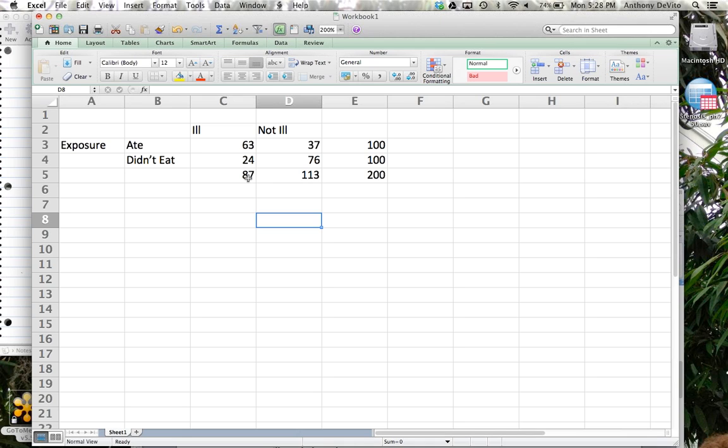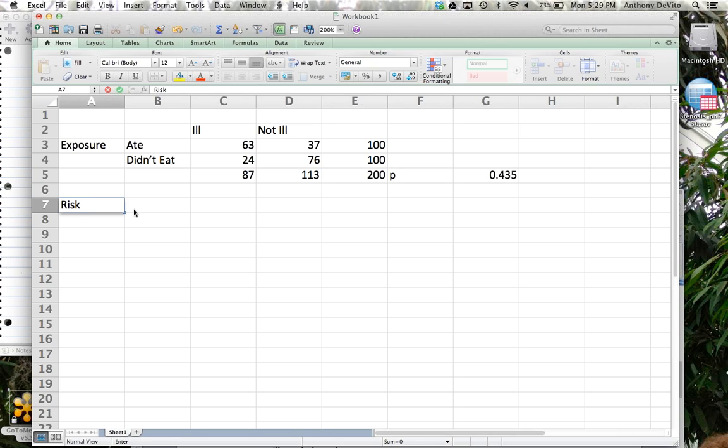Okay, so first thing I want to look at is what's the prevalence of illness within this group, right? Our prevalence for the entire population is going to be equal to 87 over 200, right? Out of this whole group, out of all 200 people, whether they ate or didn't eat the tuna salad, we had a prevalence of illness of 43.5%, 87 out of 200. That's going to come in handy in a little while, right? But in the meantime, let's calculate our various risks and odds.